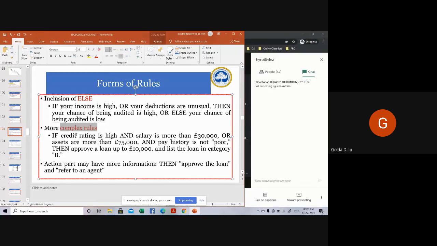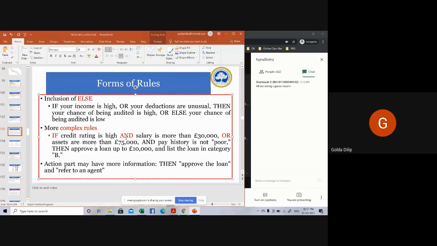That is, if A and B, or you can see here, if A and B or C, then one particular action. Okay, so complex rules can be there.